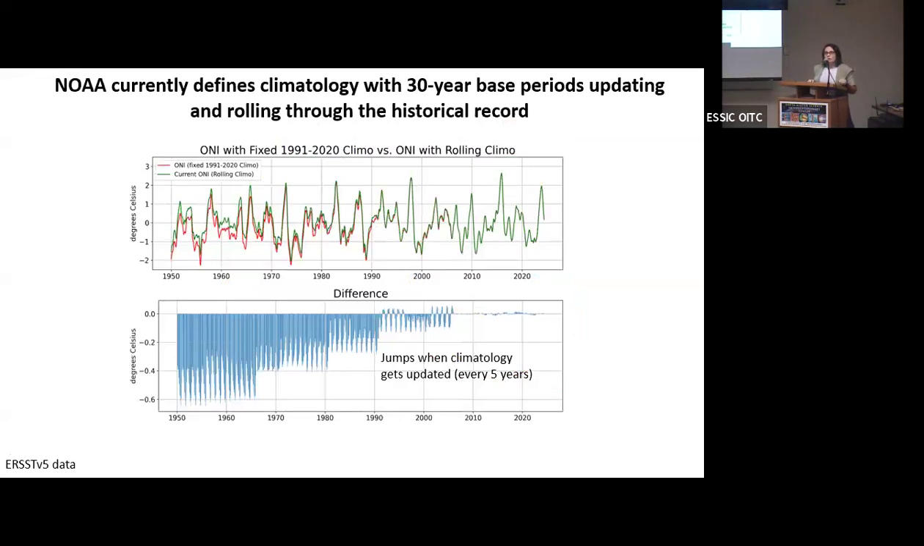How do we do this currently? So right now in operations, we do not use a relative ONI as our official index. Because we did recognize about a decade ago that we had this non-stationarity, and we knew we had a problem. That problem is illustrated by this top plot, which is the ONI. The red line is using a fixed 1991-2020 climatology. And the green line is the method that we settled on in operations, which was to use a centered 30-year climatology that moved through the record. And so our current operational version at CPC is the green line.